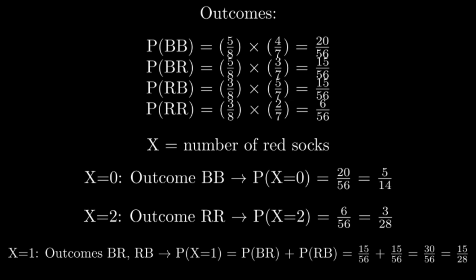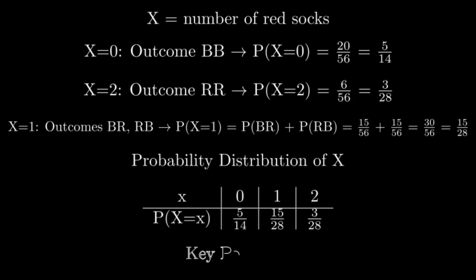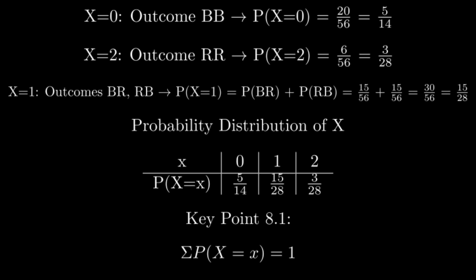Now we can present our final answer as a probability distribution table. Here's the table. It clearly shows each possible value for the number of red socks X and the probability of that value occurring, P(X = x). This leads us to a very important property of any discrete probability distribution. The sum of the probabilities of all possible outcomes must always equal 1. This is a fundamental rule. It means that one of the possible outcomes must occur.